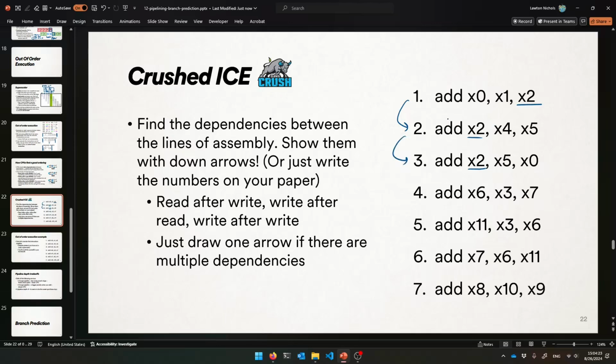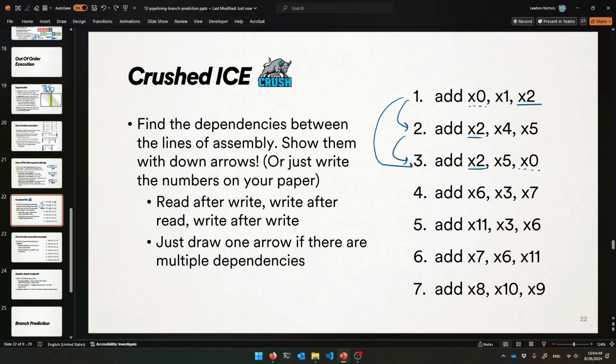And then what else? I see x0 some more. Here's x0. This is a write to x0, and this is a read, so this is a read after write, and so 1 and 3 as well need to be in order. It's kind of redundant because 1 and 2 and 2 and 3 together tell you that you can't do 1 before 3 or 1 after 3 anyway. That's kind of the idea.